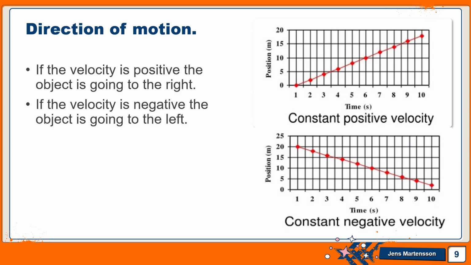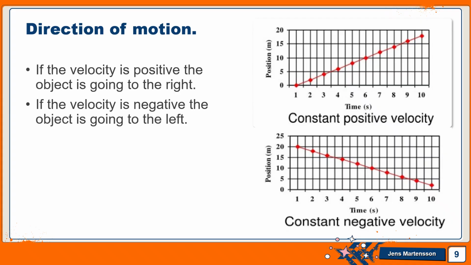The direction of motion is something that we are going to need when we draw motion maps, and it is very important to learn how to read it from a graph. If the velocity is positive, then we know that the object is going to the right. If the velocity is negative, then we know that the object is going to the left. So if I have a motion map with arrows, and we will go over that in the next video, if the object is going to the right, we know that it's a positive velocity. If the object is going to the left, then we know that it's a negative velocity.